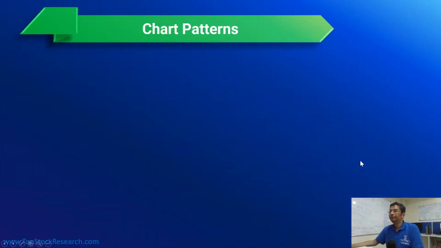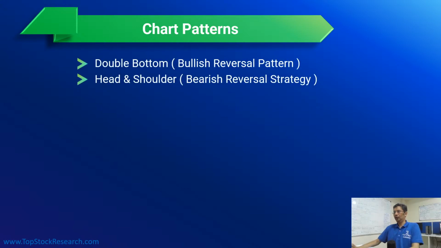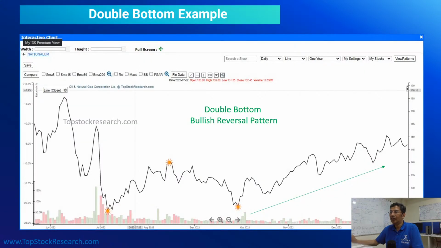So this was tweezer. Second is chart pattern. We'll very briefly touch chart patterns over here, right? As we have a full-fledged session on it, and also we are almost nearing the end, right? Double bottom pattern and head and shoulder pattern.